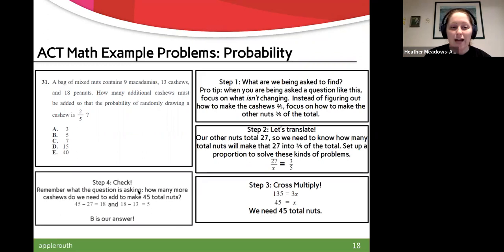So we're not quite done yet, right? Because it's not asking how many total nuts we need. It's asking how many more cashews we need to add. So we see, 45 minus 27 is 18. There need to be 18 cashews. We had 13, so we're adding 5, and that's why B is our answer.